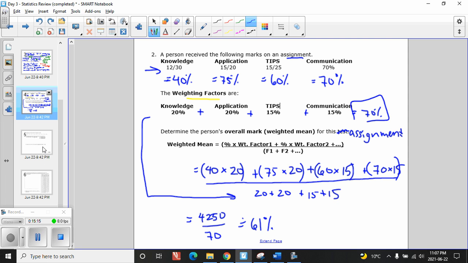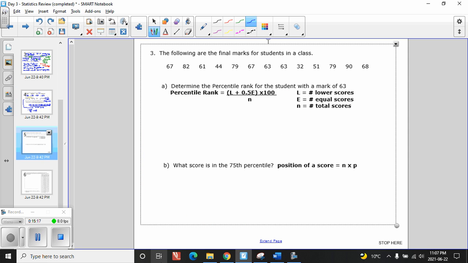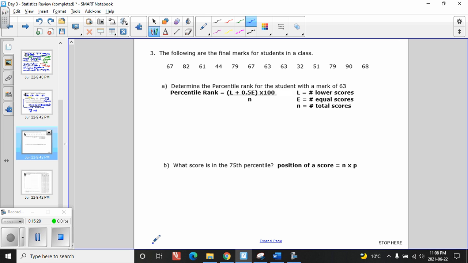Okay, so we're going to do one more question in this video. That's number 3. This is about percentiles, and where a score falls within this ranking system. So the following are final marks for students in class. There's a whole bunch of them. We should actually count up how many. 1, 2, 3, 4, 5, 6, 7, 8, 9, 10, 11, 12, 13. So there are 13 scores in total. That's what N represents.